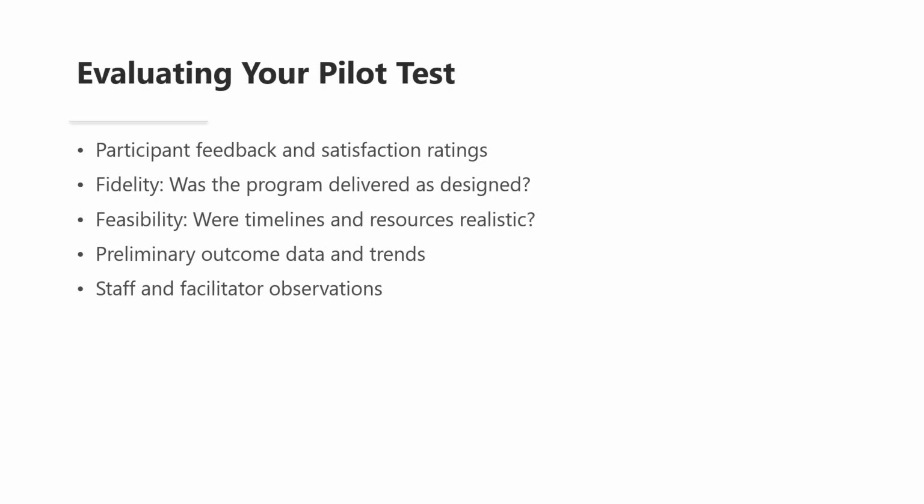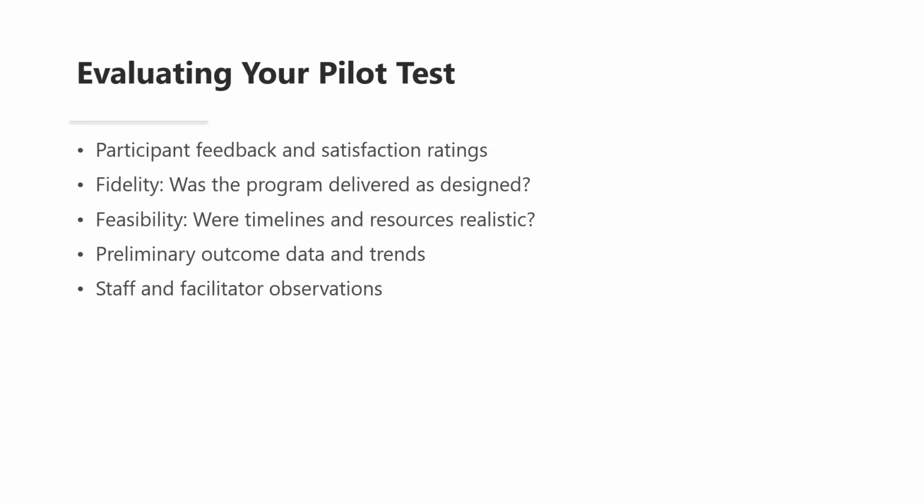The second criterion is fidelity. Fidelity asks whether the program was delivered as it was originally designed. If facilitators skipped sections or changed the order of activities, that affects your results and makes it harder to determine whether the program itself is effective. On the exam, you might see this presented as a question about why consistent delivery matters during a pilot, and now you will know the answer.